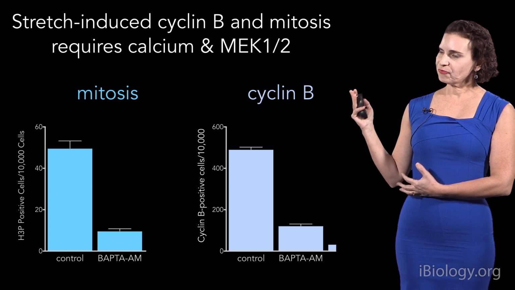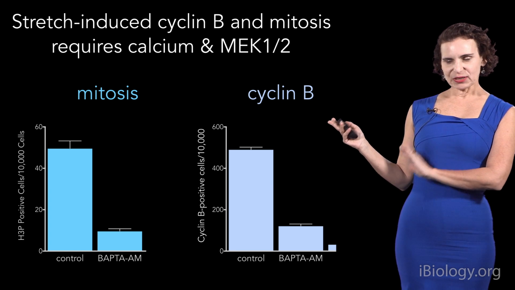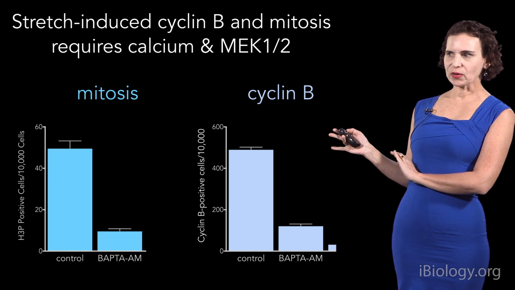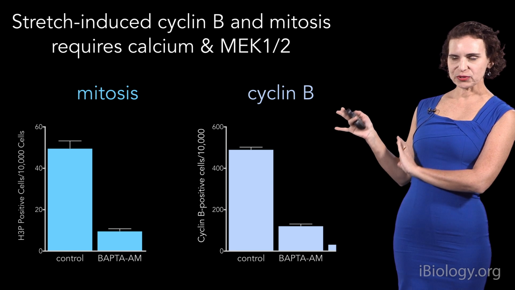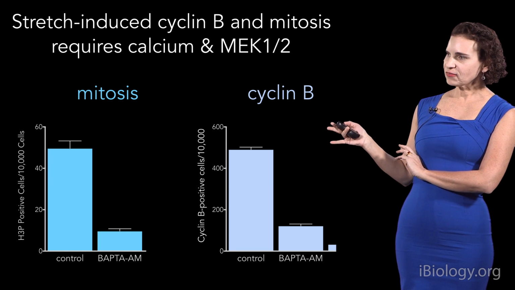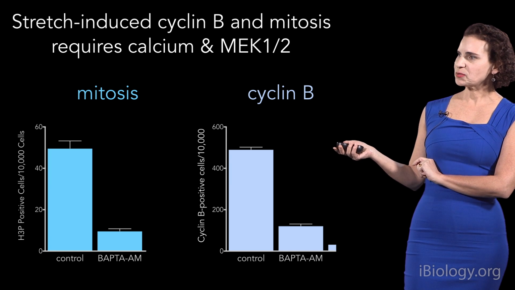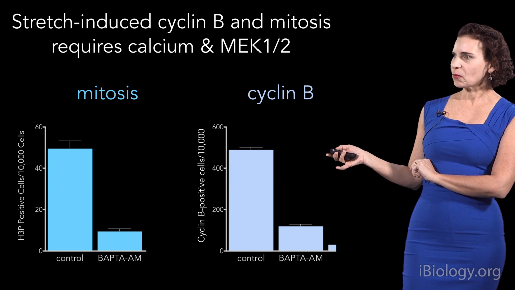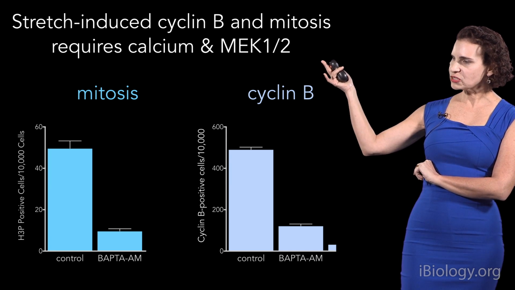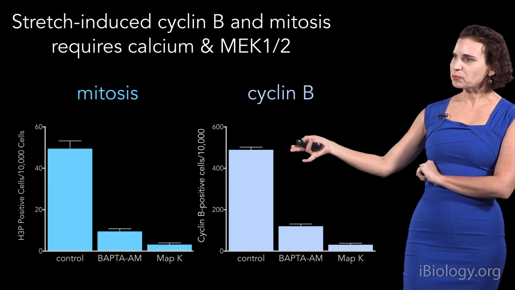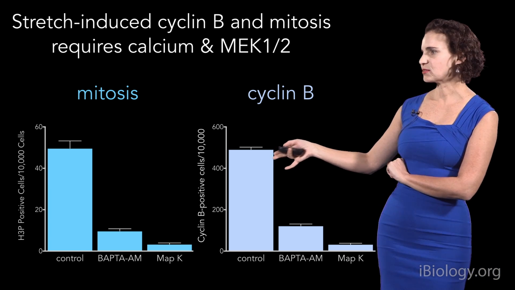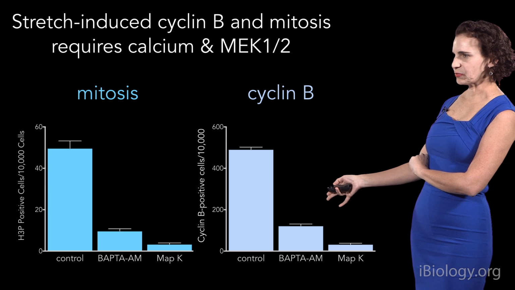Beyond that, we went looking for factors that could control calcium-mediated proliferation. We identified a factor that was previously known to be activated by calcium, the MAP kinase MEK1 and 2. And when we block that, we block both the stretch-induced mitosis and the cyclin B production.